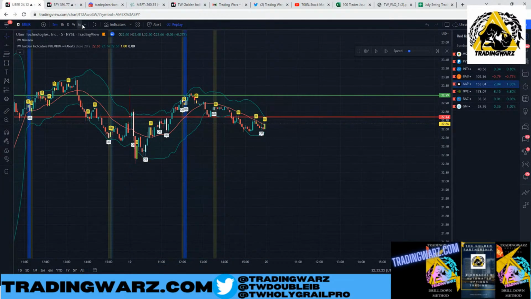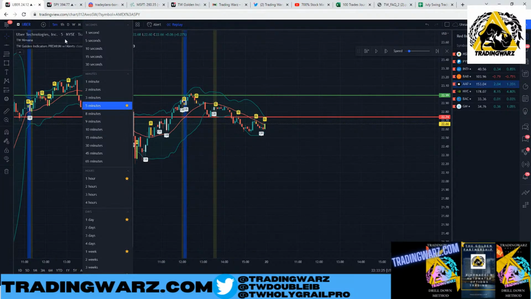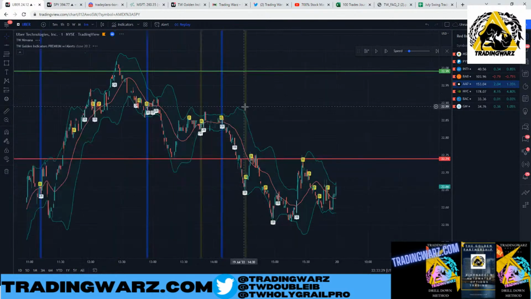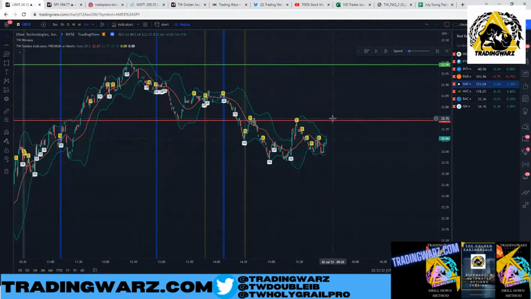Okay. So I'm going to go down to a 1-minute chart so that we can clearly see this in detail. So here's our 1 minute. So remember, the green line is where we want to enter. The red line is our protective stop.